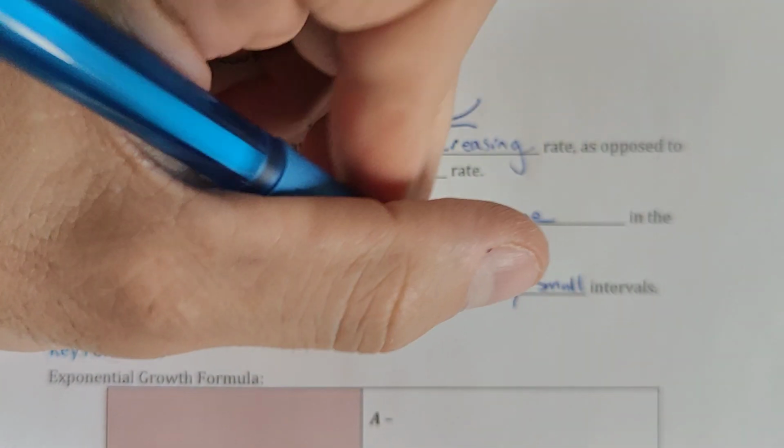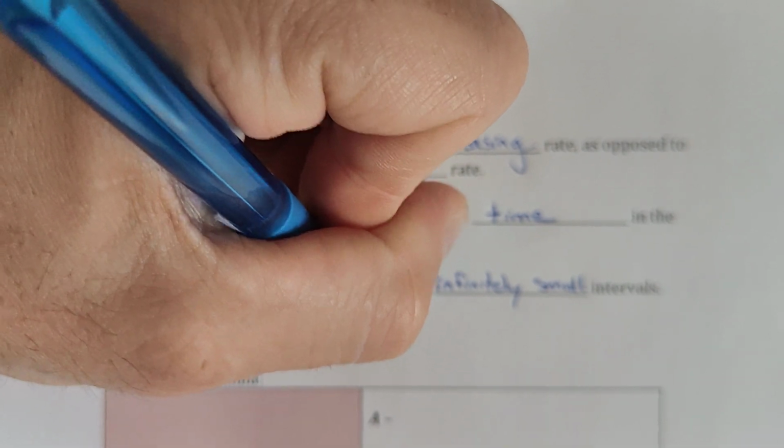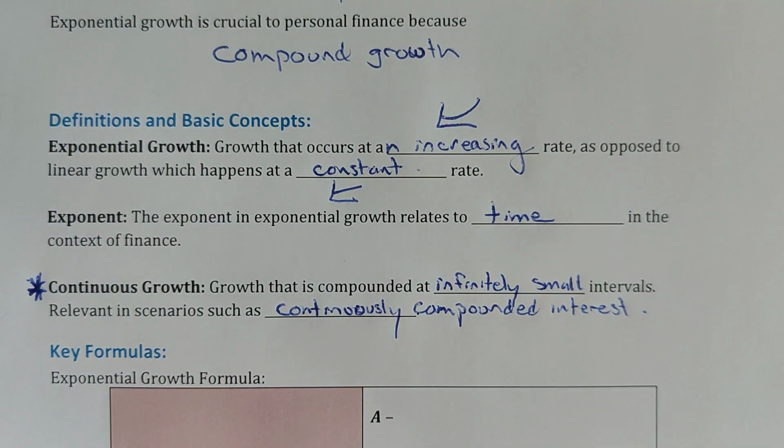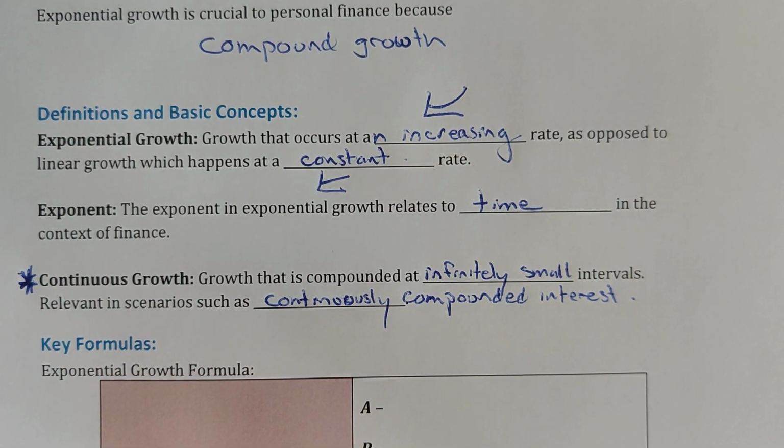In this case, then, we're looking at what's called continuously compounded interest. So continuously compounded interest is interest that is compounded at infinitely small intervals. We'll look at a formula in a moment.